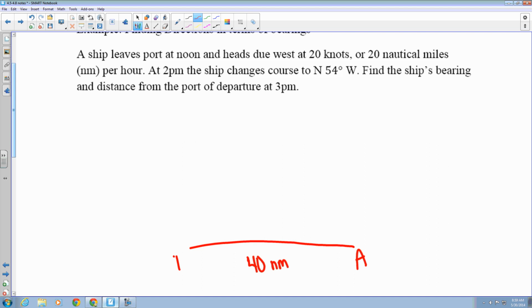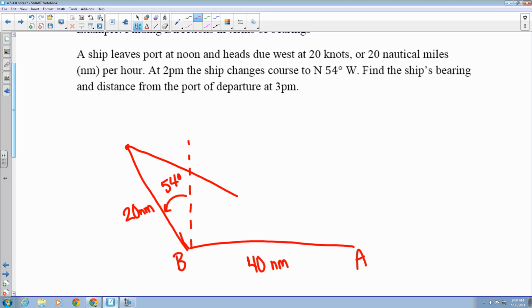So this is point A, this is point B. Then they change direction, north 54 west. So it's going to be off of north 54 degrees. Find the ship's bearing and distance at 3 p.m. So if they still go the same speed, then this distance is 20 at this point, and they want us to find the ship's bearing and distance.